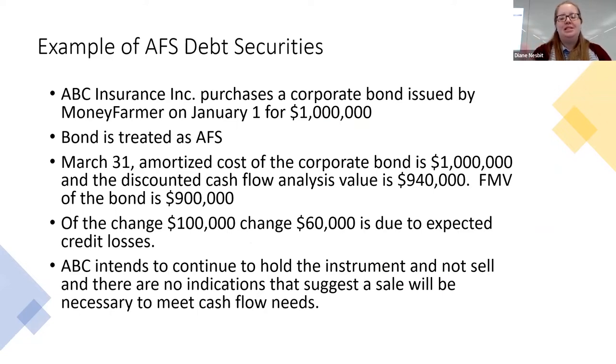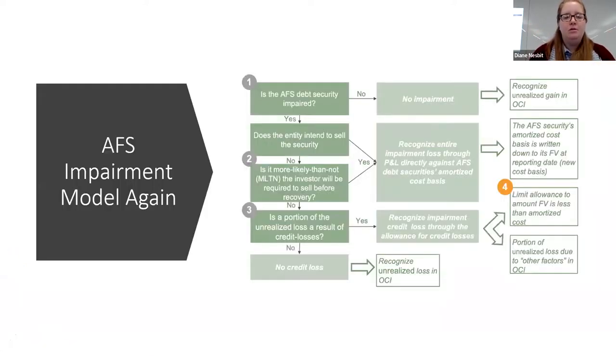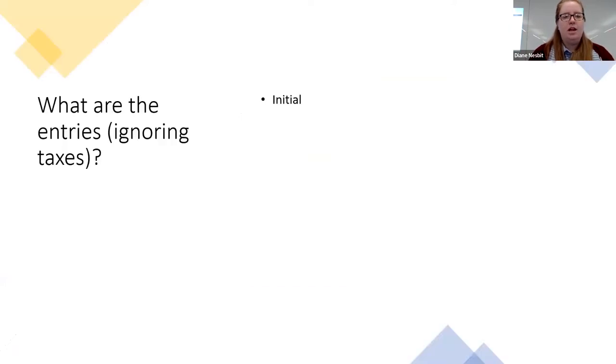But we can see here that we have the discounted cash flow number that tells us that of that $100,000 decrease in value, $60,000 relates to credit loss, because that's the difference between our carrying value and the cash flow. And then the remainder would be related to the other risk, or in this case, we're calling it interest rate risk. So we're going to look at the initial entries, and again, we're going to ignore taxes.